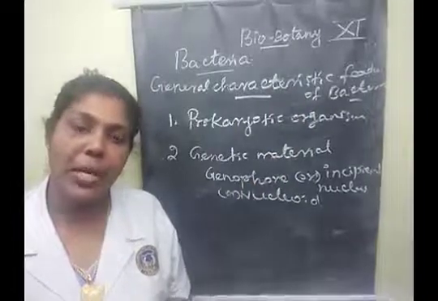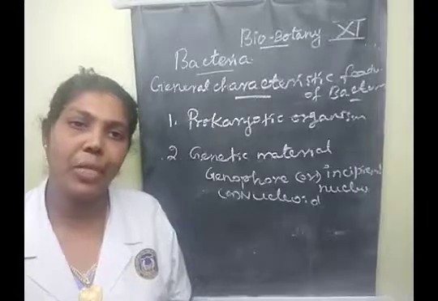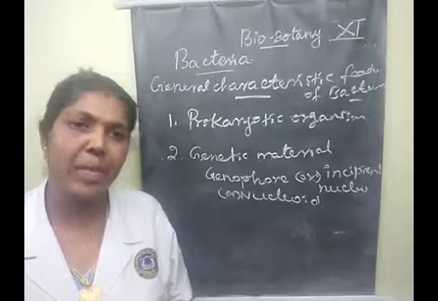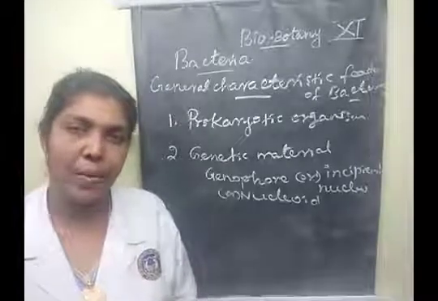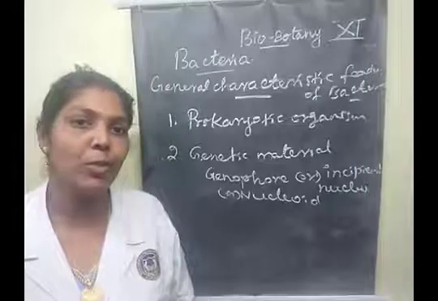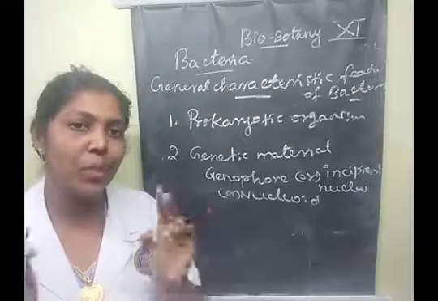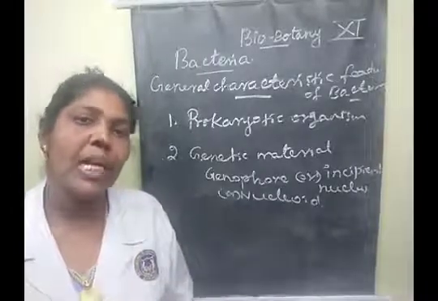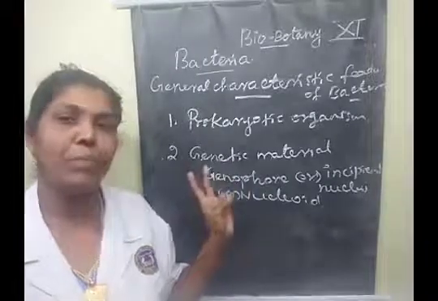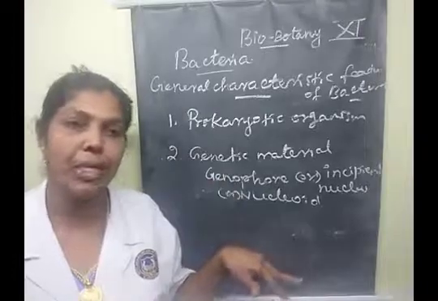The next general characteristic feature of bacteria is vegetative reproduction. Vegetative reproduction occurs by binary fission and endospore formation. Binary fission means the division into two cells. These two types take place in vegetative reproduction.